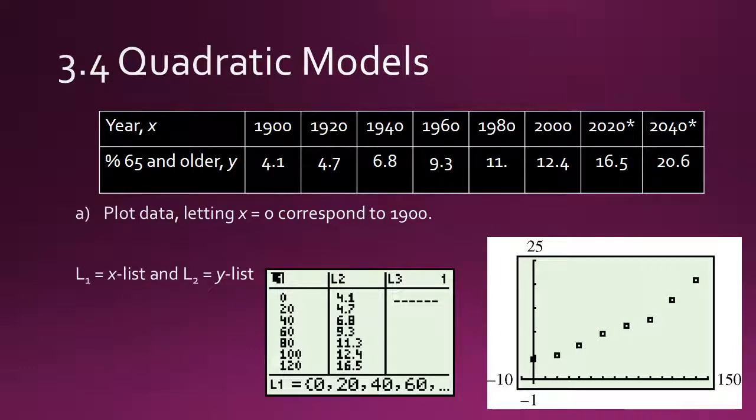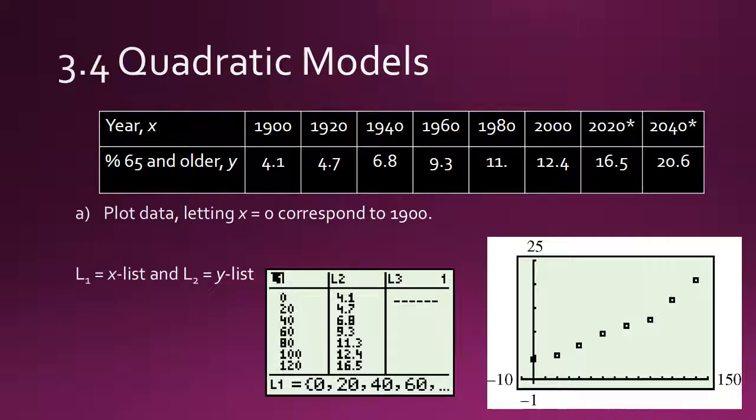So the first thing we need to do is plot the data. And again, remember 1900 is going to be represented by 0. What you want to do to plot the data is push the button that says Stat, then go to Edit, and it will bring you to the lists. And for list 1, you want to make list 1 your X list.